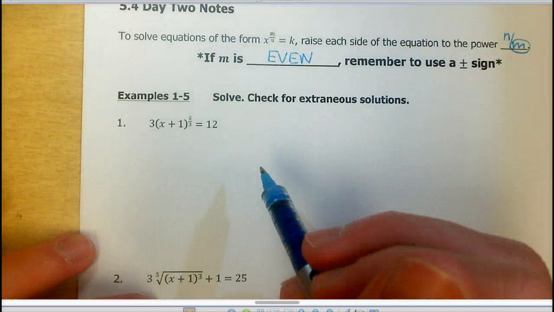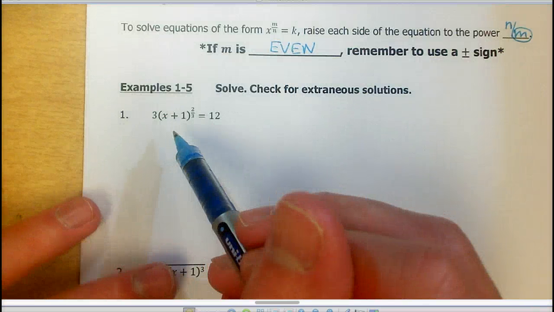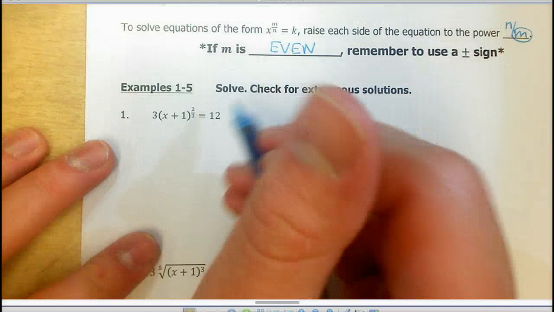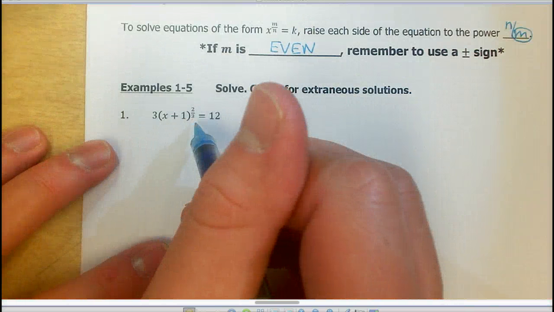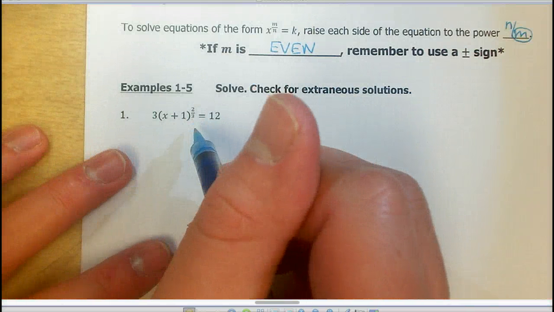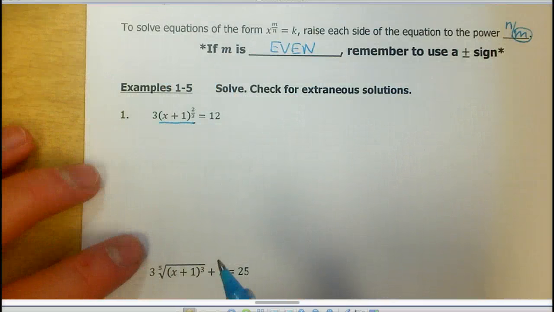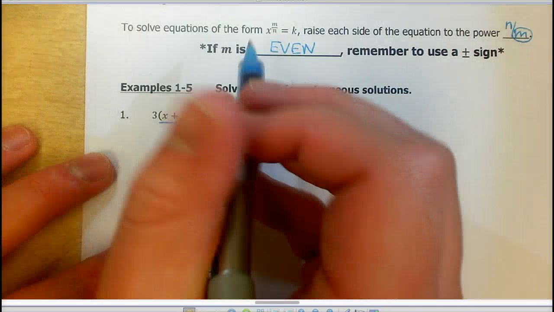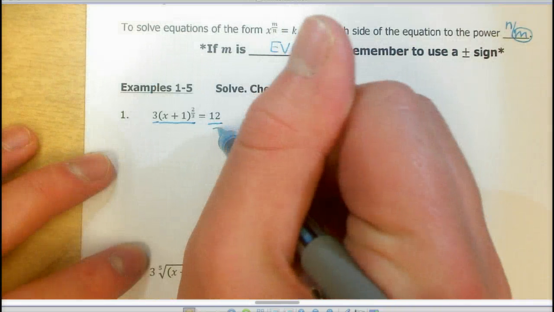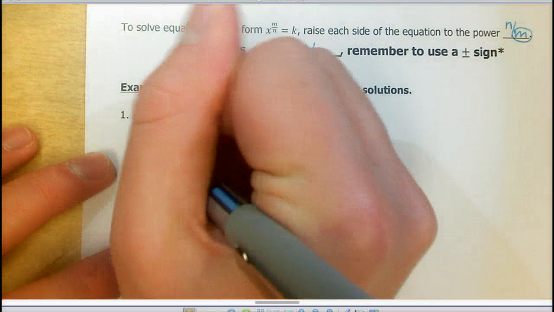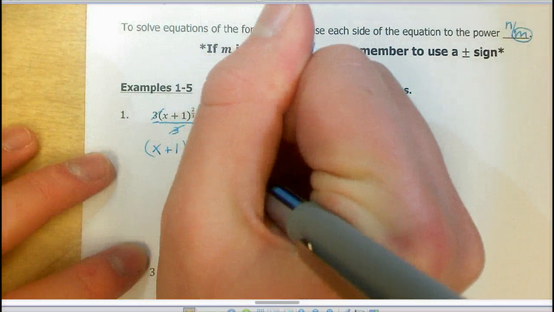Okay, so number 1, I have 3 times the quantity x plus 1 to the 2/3 power equals 12. Well, you have to envision that the 2/3 power is the same thing as having a cube root, so this is really the radical part right here. That means I need to isolate that by dividing both sides by 3, first of all. So when I do that, I get x plus 1 to the 2/3 power equals 4.